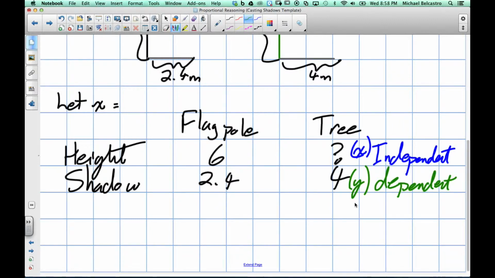Now what we need to do is figure out a scale for this. We need to figure out what rate this is increasing by. The way we're going to do that is we're going to use the information in our flagpole. Our flagpole information, we're going to take it and divide them.